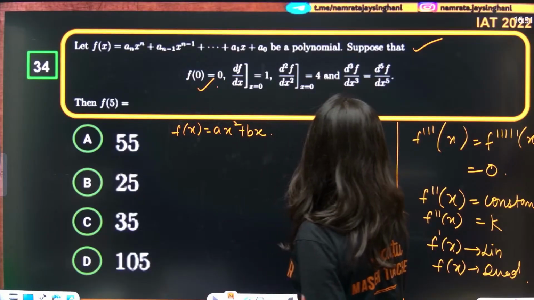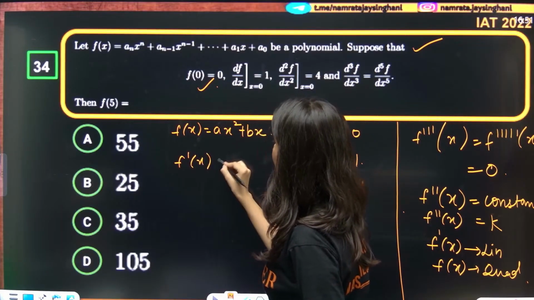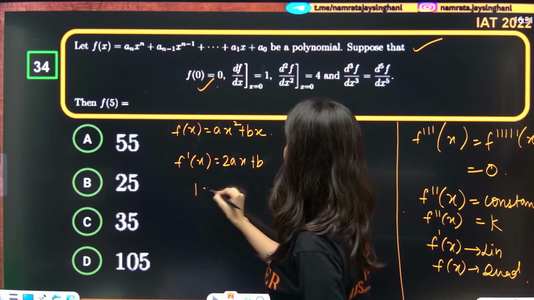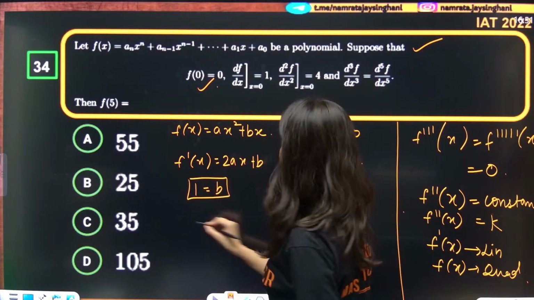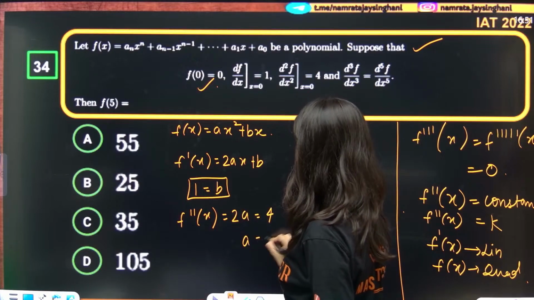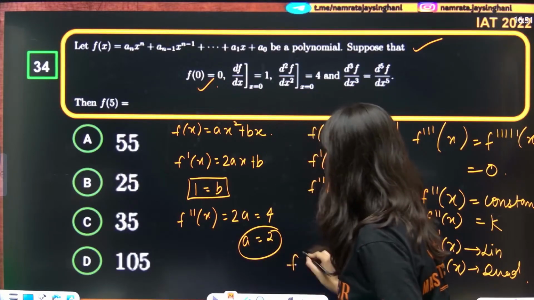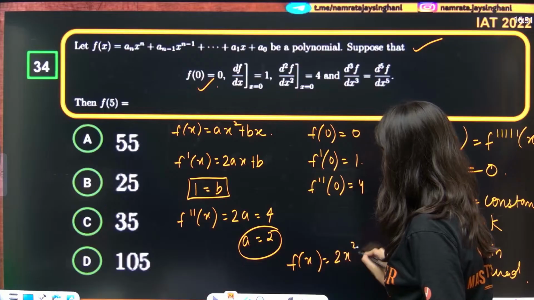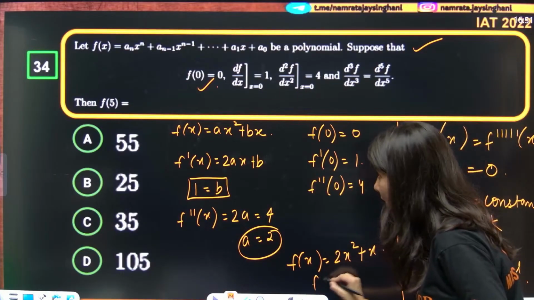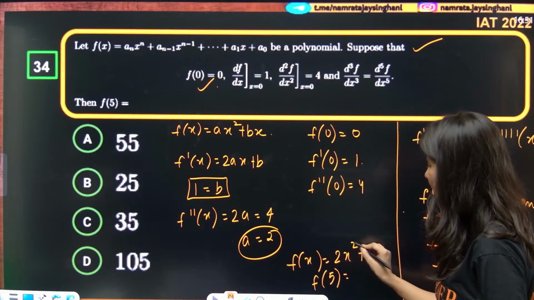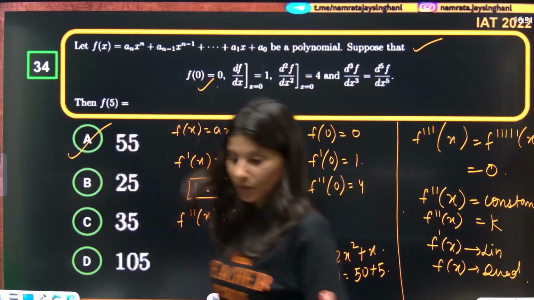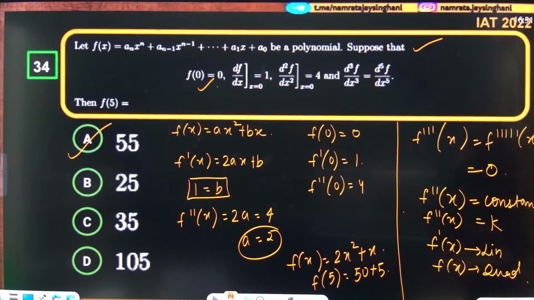Now for f dash 0, let's differentiate. So this is 2ax plus b. Put 0, so this is gone, so 1 is equal to b. And f double dash x is nothing but 2a, that is going to be 4, so a is nothing but 2. So now your f(x) is 2x square plus x. Now what they are asking is f of 5. f of 5 will be 5 5s are 25 into 2, 50 plus 5. So 55, option A is absolutely correct. Okay, getting it, understanding it.